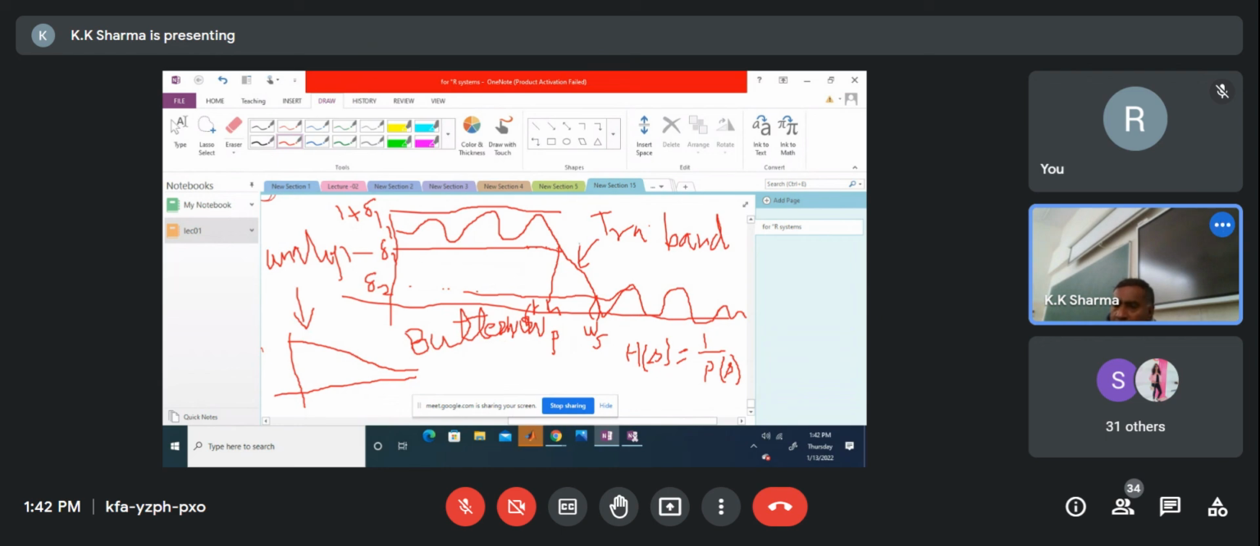And interestingly, all the poles of this Butterworth filter lie on a circle in the S-plane. All the roots of this filter will lie on a circle in the S-plane. Of course, you cannot have a pole on the right half of the S-plane because of the stability consideration. So all the poles will be lying on the left half of the S-plane, but they will always lie on a circle. That is the important property of Butterworth filter. Agreed? इतना समझ में आ रहा है?